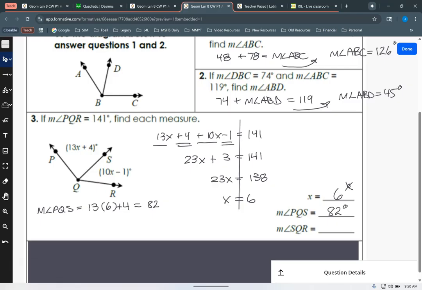All right, so now we want the measure of angle SQR, which is 10 times 6 minus 1. Put my 6 in there. 10 times 6 is 60 minus 1 is 59. Is that a degree one? 59? Yeah, because that's an angle measure, right? I mean, it's pretty clear. It says measure of, right? Okay, so that's a degree one.